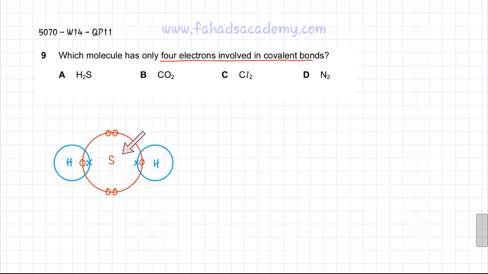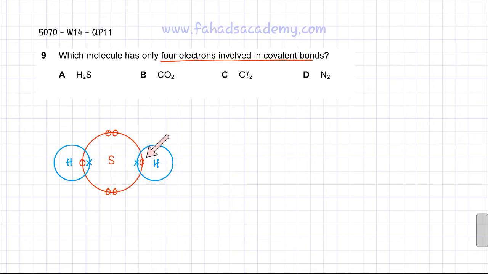So if you look at this molecule, sulfur was in group 6. It had 6 electrons in its outer shell, so it needed 2 electrons. 1 electron came from hydrogen. The other one also came from another hydrogen atom. And that's how sulfur got its 8 electrons. So there are 2 electrons being shared over here, and there are 2 electrons being shared at the other end as well. So the question was, which molecule has only 4 electrons involved in covalent bonds?